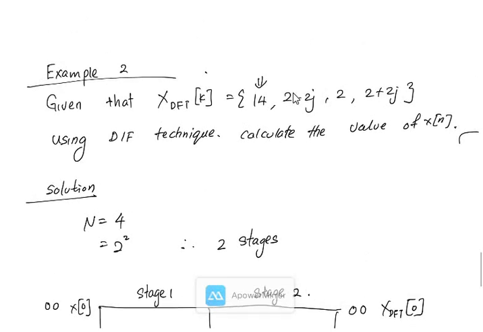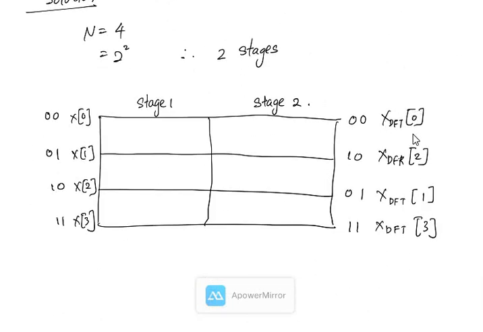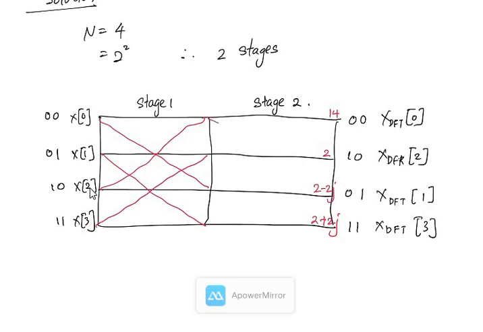From the question, given is 14, 2 minus 2j, 2, 2 plus 2j. So we need to fill up here. 14, 2 minus 2j, we need to follow the XDFT0, XDFT1. And XDFT2 is 2, and next one is 2 plus 2j. For the butterfly of 2 stages, you already know that for stage 1, x0 pairs with x2, so you draw the cross line, where x1 pairs with x3. And for stage 2, x0 pairs with x1 and x2 pairs with x3. This is w0 and w1, and this one is w0.